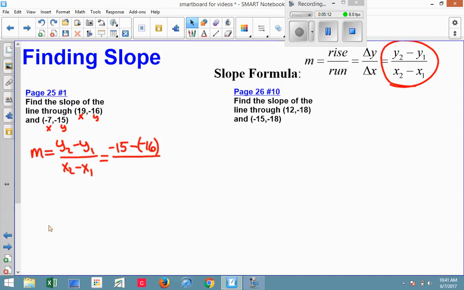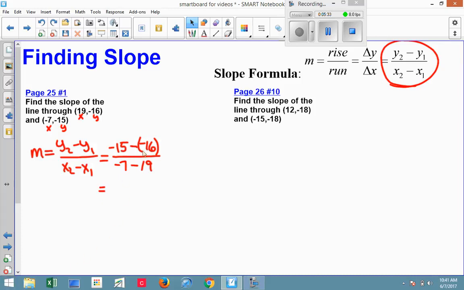And I'm going to divide that by x2. And now because I started with this point here as y2, I'm going to start with this point as x2 as well. So negative 7 is the value I have to use. And then it's minus. And then I'm going to subtract the x1 value, which would be positive 19. So I'm going to simplify that.